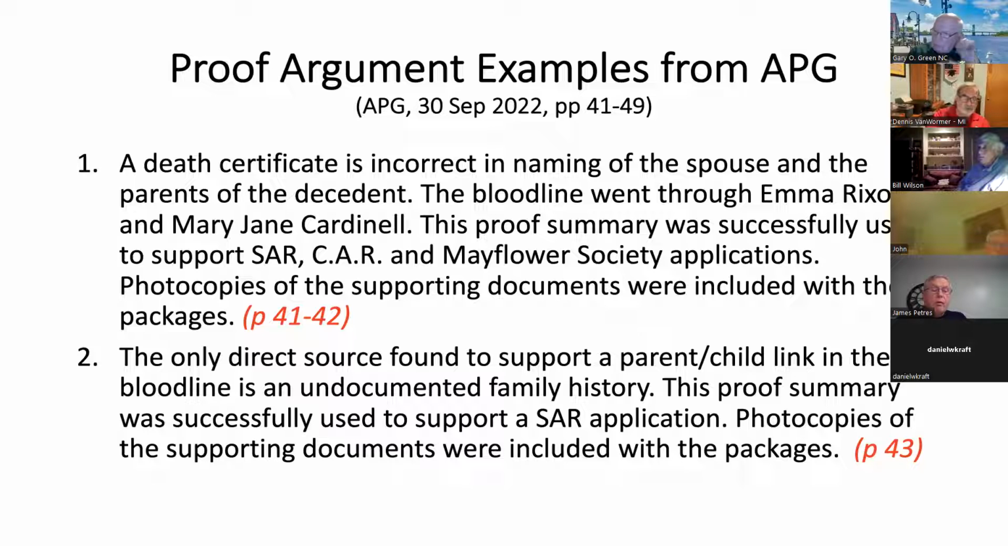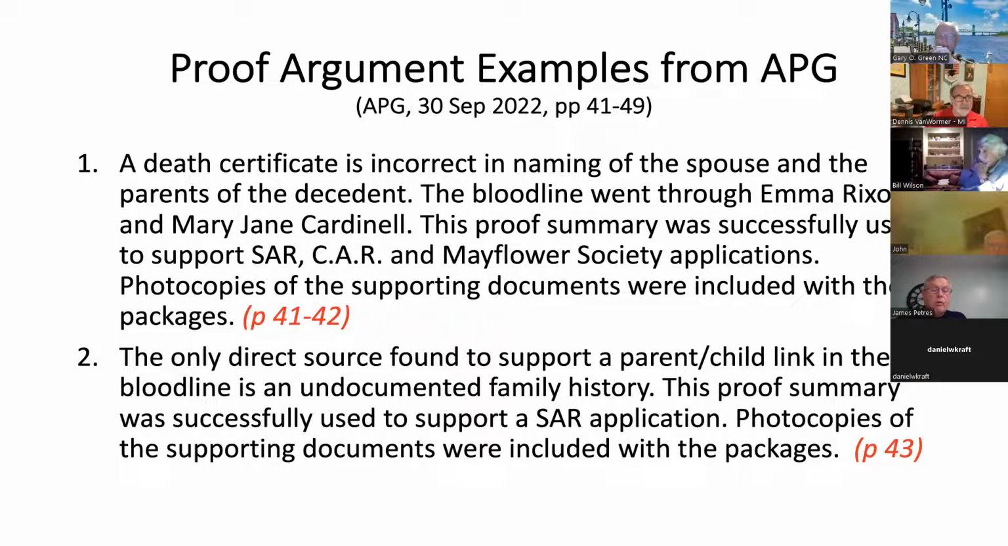So the first one, it's on pages 41 and 42. The death certificate is incorrect in naming the spouse and the parents of the decedent. So they were successful in proving that it was incorrect and what the correct information was. And it says this proof summary was successfully used to support SAR, CAR, and Mayflower Society applications. If you go into pages 41 and 42, it has a copy of the entire proof argument, and you can see the rationale and at least understand the documents used.